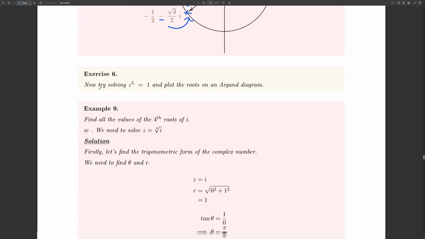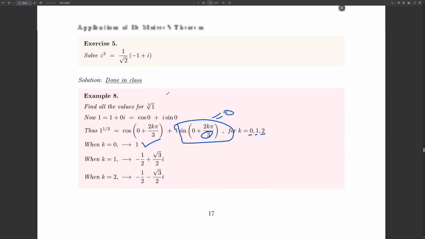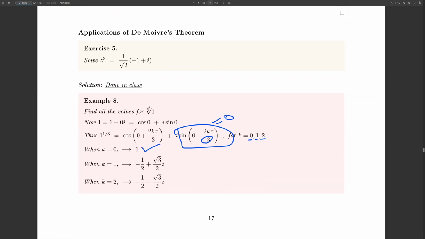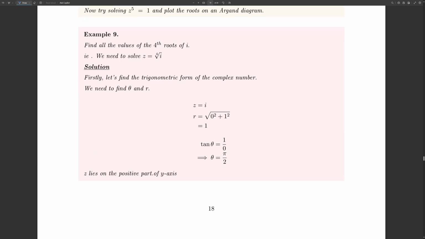So if we look at this exercise here, to solve z to the power of 5 is equal to 1, we proceed exactly like we did here. The only difference is that instead of 3, we have 5. So we're finding the fifth roots of this. Another way could be: find the fifth roots of this and plot the roots on an Argand diagram. Okay, so that could be another way that the question could be asked.